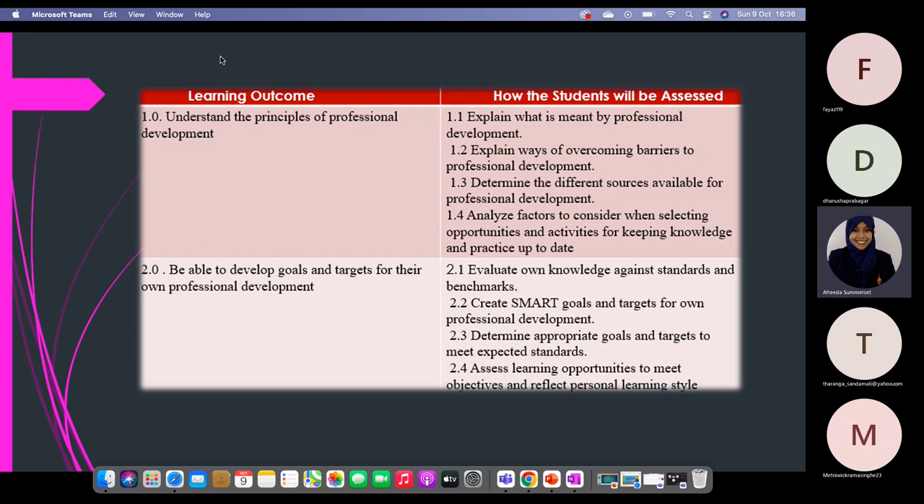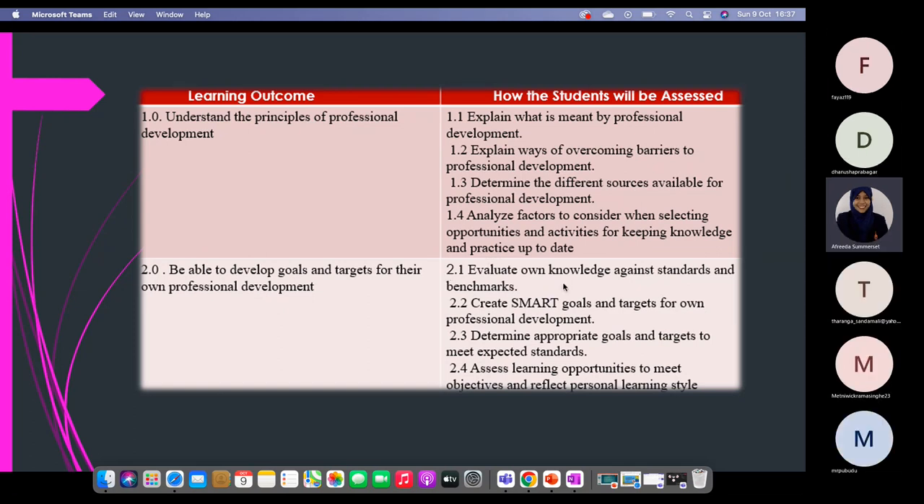So basically, we have learned about what is professional development, ways we can overcome certain barriers when it comes to professional development. And then we have also discussed different sources that are available for professional development. And today we will go through how you analyze factors to consider when selecting opportunities. And then when you are setting certain SMART goals, how we are going to have an agenda when you create a SMART goal. Right. So the first slide, I will just recap again.